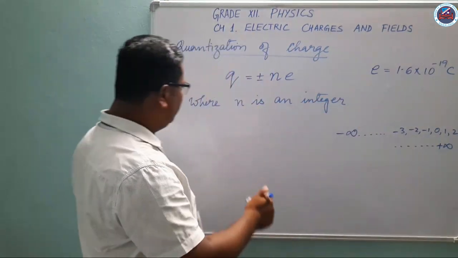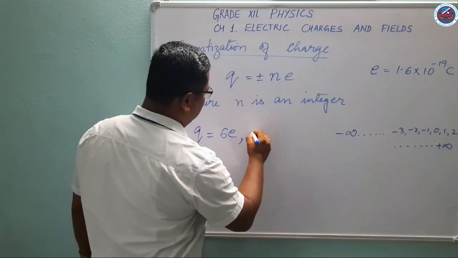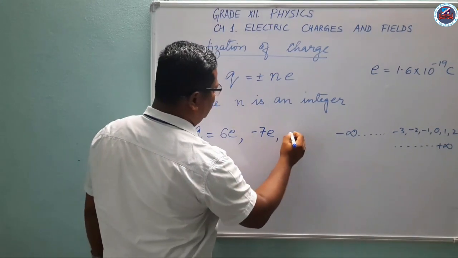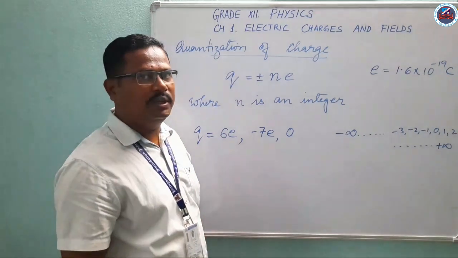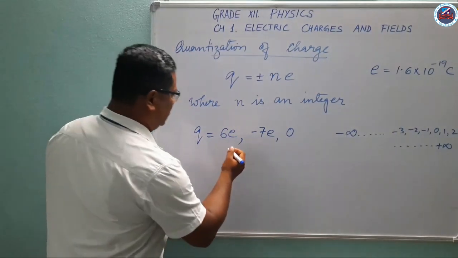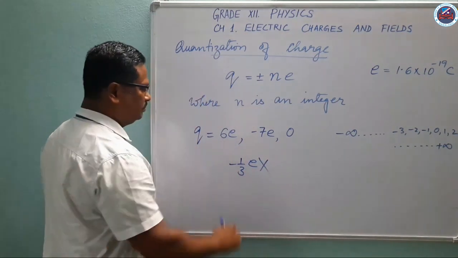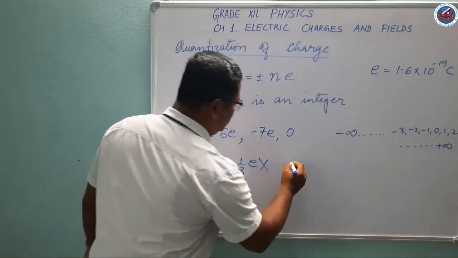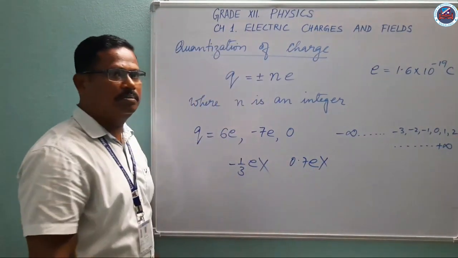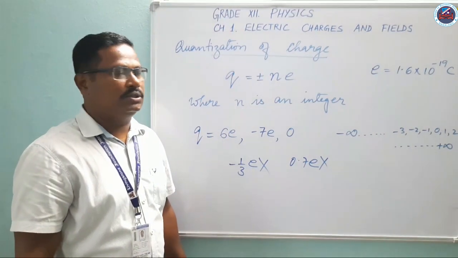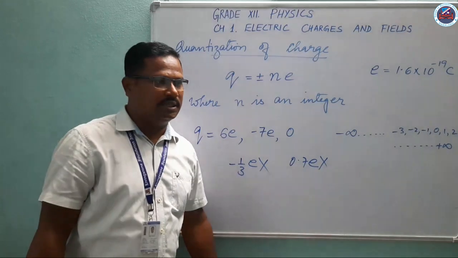A body can have charge say 6e. It can have a charge minus 7e. It can have even zero charge also, if you remove all the charges from a body. But it cannot have something like 1 by 3 e. No, it's not possible. Or 0.7e. It is not possible. Like this, it is not possible. So now let us do one small numerical from here, quantization of charge.